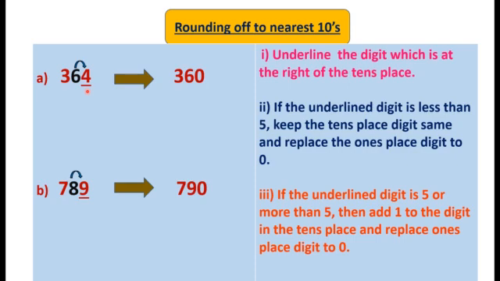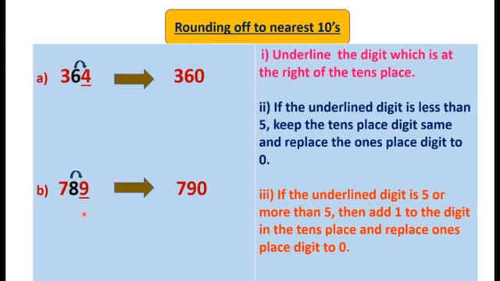So what we have to do? Keep the tens place digit same. So the tens place digit, that is 6, will not change. We have written here 6 only. And replace the ones place digit with 0. So 4 will be replaced by 0. So what does the number become? 360. 360 is the rounded off number. Okay, so let's see another example.